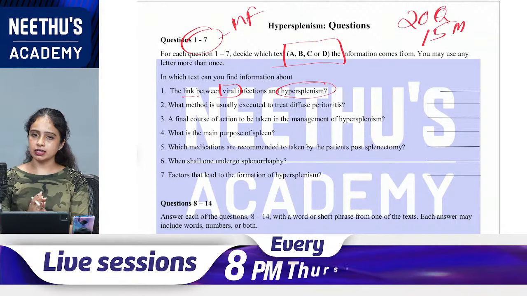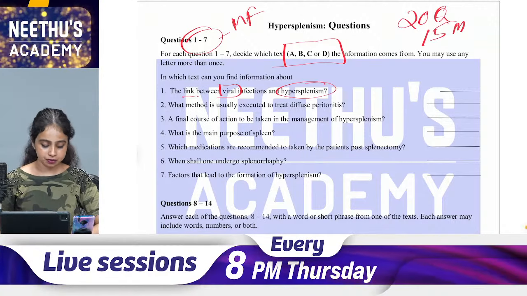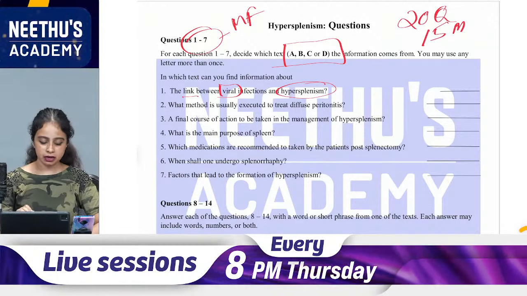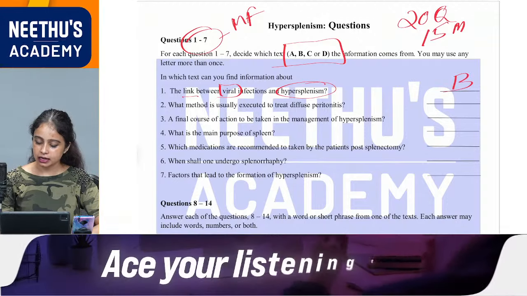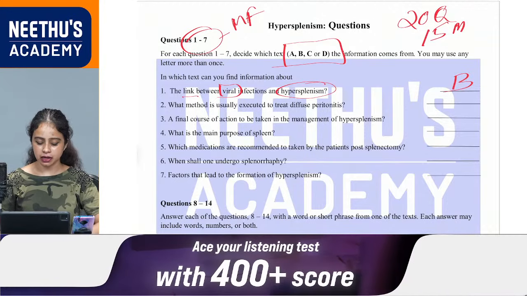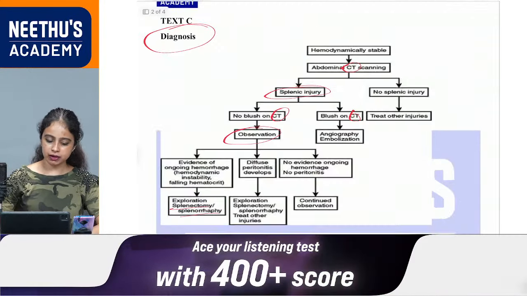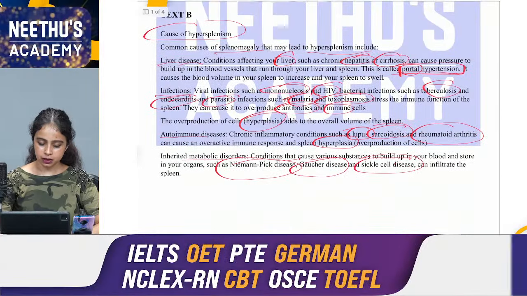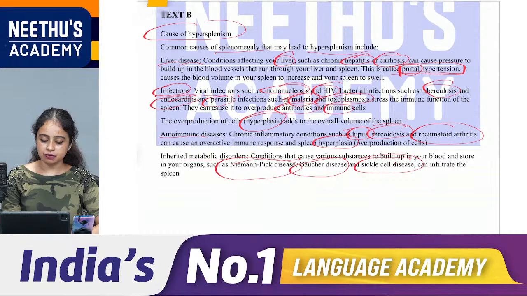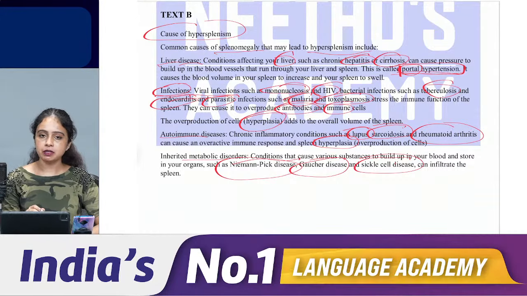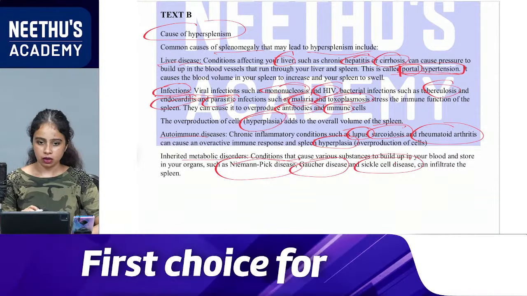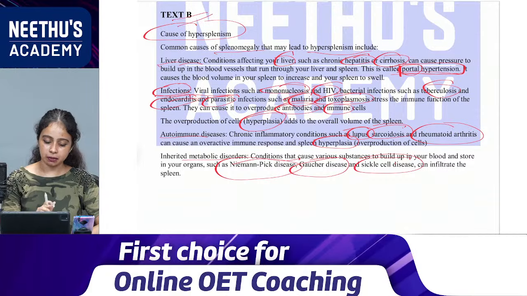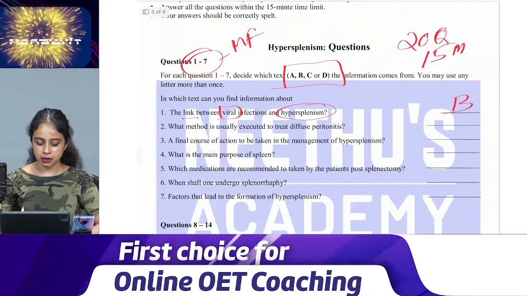May I know your answer in the comment box? Any idea? Yes, it is from text B. Very good, JC. That is from text B. So where is it mentioned in text B? Viral infections, which is only mentioned here, in text B. Infections, viral infections. So what is the connection with hypersplenism? It is one of the causes. So that is from text B, so my answer is B.